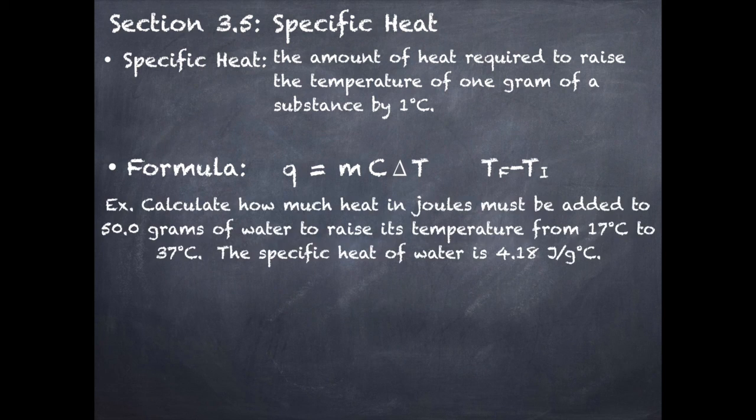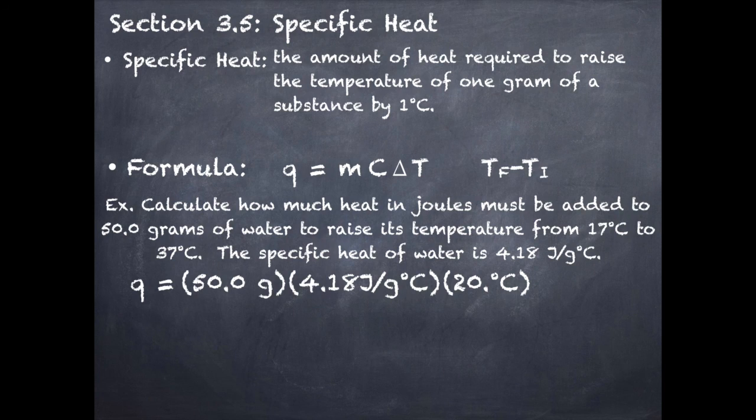So let's look at an example. Here it asks you to calculate the heat. So you're searching for Q. You're going to calculate Q. That equals, well, it gives you your mass, which is 50.0 grams of water, times your specific heat, which is 4.18 joules per gram degrees Celsius, times your change in temperature. Well, your temperature changed from 17 degrees Celsius to 37 degrees Celsius. So that's a change, 37 minus 17, that's a 20 degrees Celsius change.